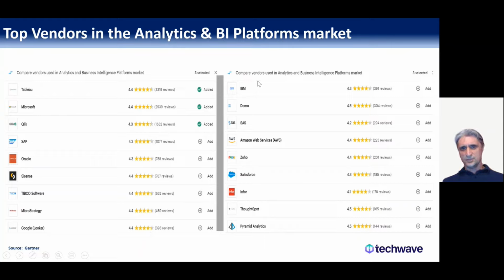And you will see also the other visionary or challengers or niche platforms. As you can see, some of them have even higher ratings than the top players. But based on fewer reviews, that means that these are not widely used or widely spread among many organizations. However, those organizations which have been using these products like ThoughtSpot, Pyramid Analytics, or even Domo, they have a high success, high satisfaction rate.